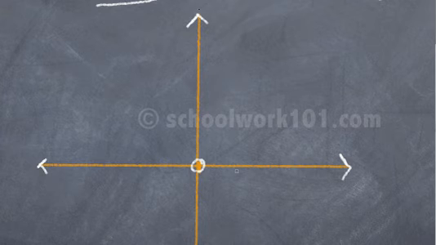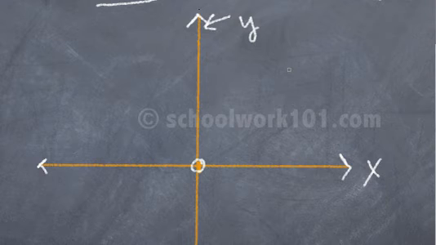Now remember, the real number line is made up of real numbers. This real number line we usually call the axis, and we call it the x-axis. And then this real number line here, we call it the y-axis. Now this is the way this works.